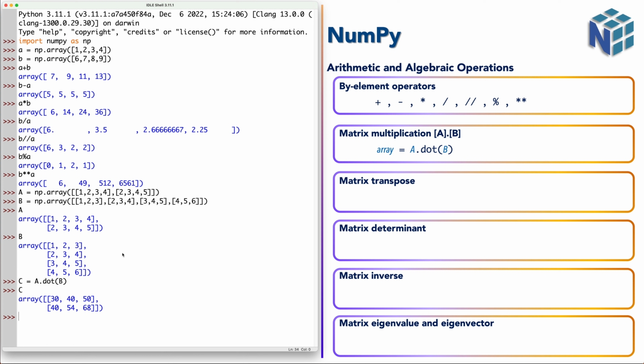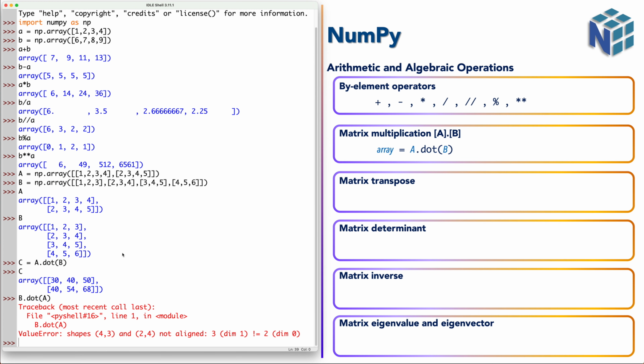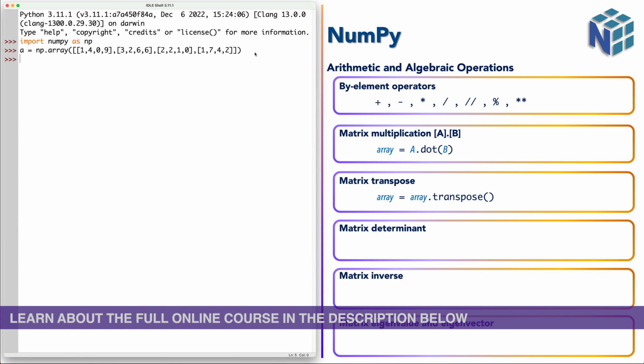However, if we try the opposite, if we try to say B dot A, we get an error message because the shapes or the dimensions are not aligned. That means they are not correct for matrix multiplication, because as we know in matrix multiplication, the inner dimensions, that means the number of columns of the A matrix must be equal to the number of rows of the B matrix.